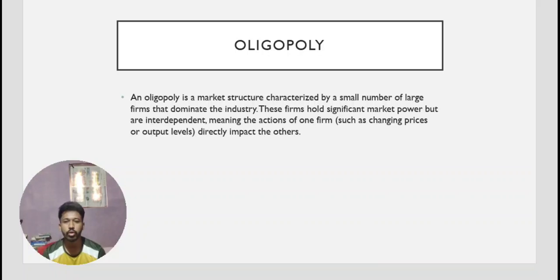So what is oligopoly? An oligopoly is a market structure characterized by a small number of large firms that dominate the industry. These firms hold significant market power, but they are interdependent, meaning the actions of one firm, such as changing price or output levels, directly impact the others.